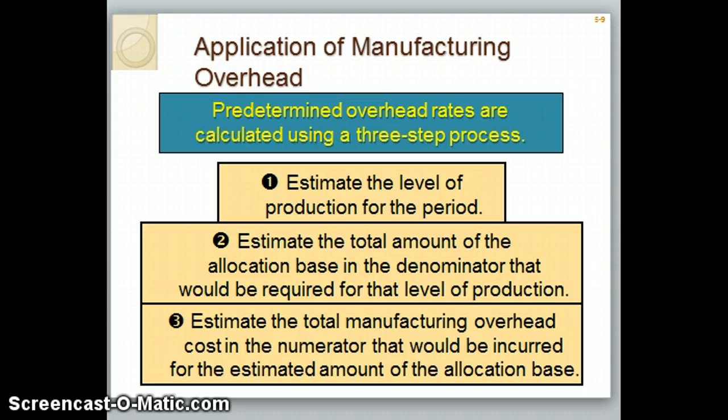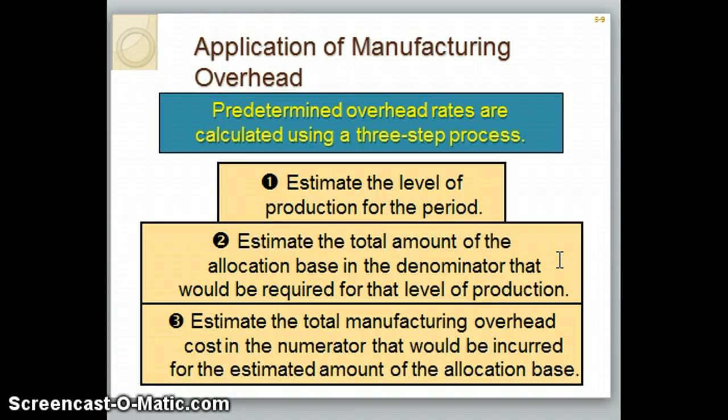So as a quick recap of what I just said: you're applying manufacturing overhead, which cannot be directly attributable to a product or service, down to a unit level in order to keep your accounting at a unit level. You're going to first estimate the level of production for a period of time. You're going to estimate the total amount of the allocation base. So what does that mean? How many direct labor hours do I think I'm going to use this year?